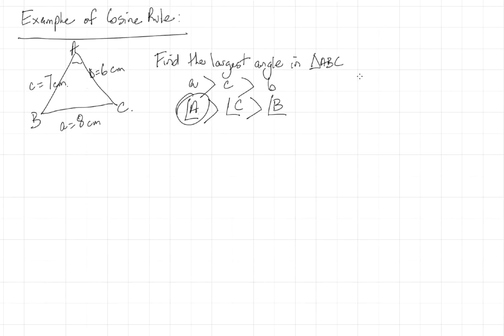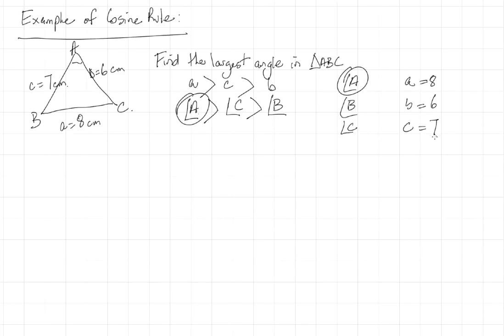So if we write down what we've got again, we've got angle A, angle B, angle C. This is what we're going to try and find. We've got A is equal to 8, B is equal to 6, and C is equal to 7.